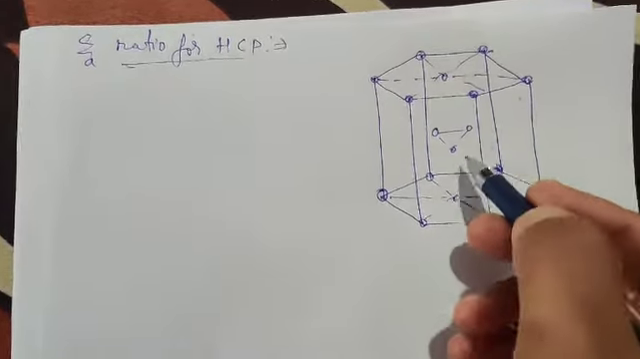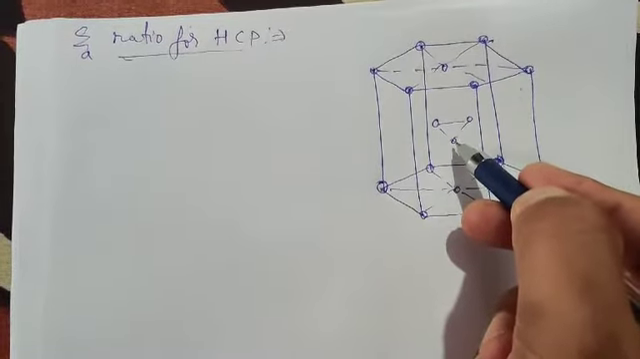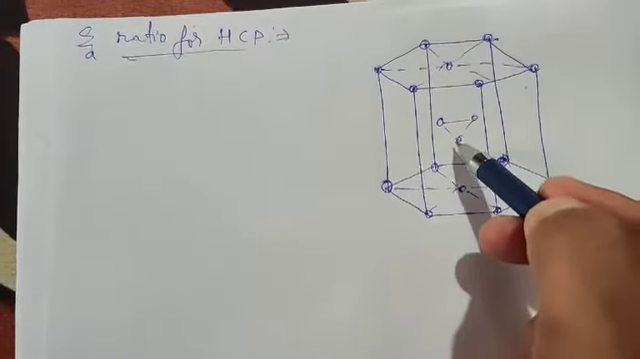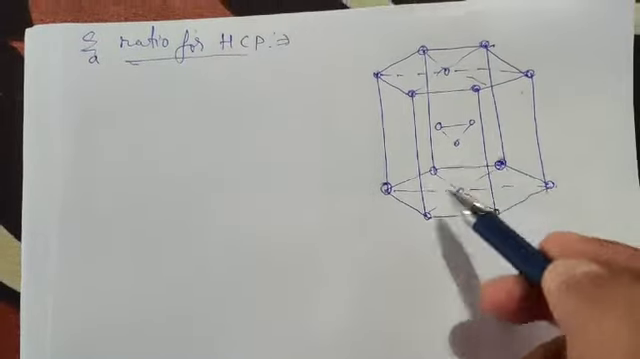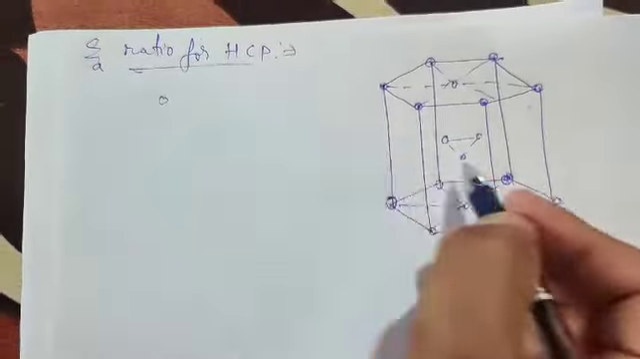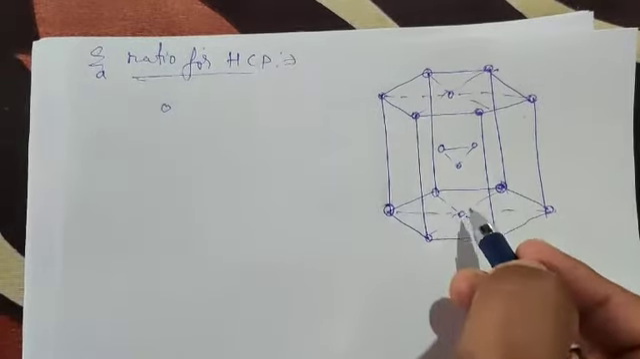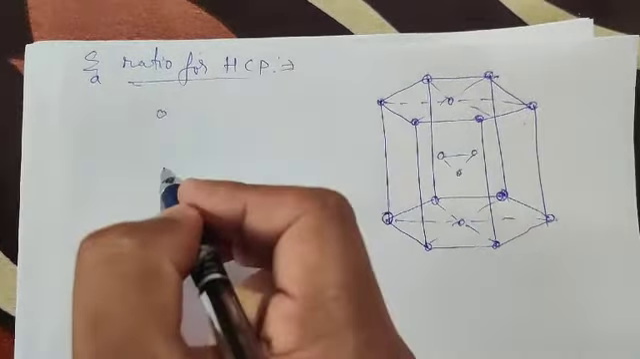So for this, consider this basal plane. If you consider these planes, let us consider this atom and these three atoms which are making the equilateral triangle.